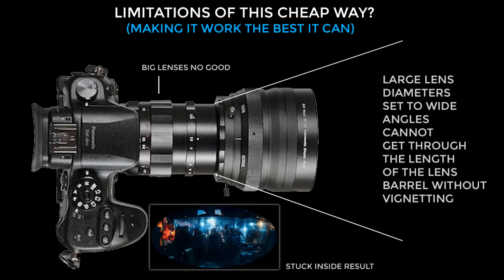The diameter of the lens I talked about earlier, being big, can't get out of this actual lens. So large lens diameters set to wide angles cannot get through the lens length of the lens barrel without vignetting or showing the actual barrel. So you'll get this kind of look.